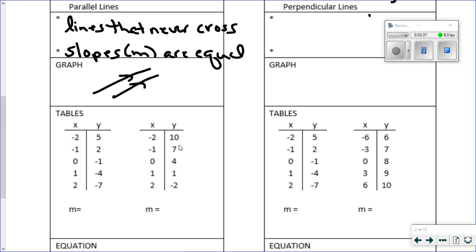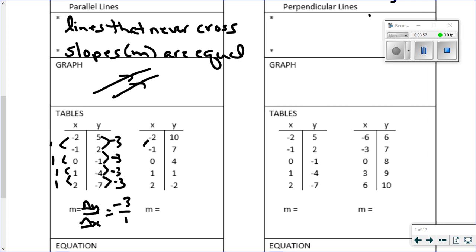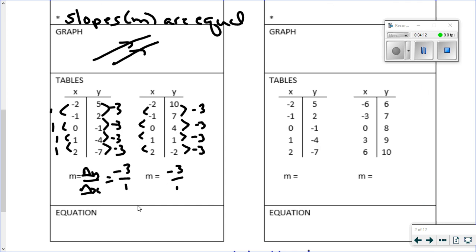So graphically, you can see the lines are parallel to one another. On a table, -3, -3, -3, -3, 1, 1, 1, 1. So m equals delta y over delta x, which equals -3 over 1. Well, if we do the same thing over here, and we're going to rush through it a little bit, -3, -3, -3, and -3, it means, once again, our slope is -3 over 1. So you can see that these values match.